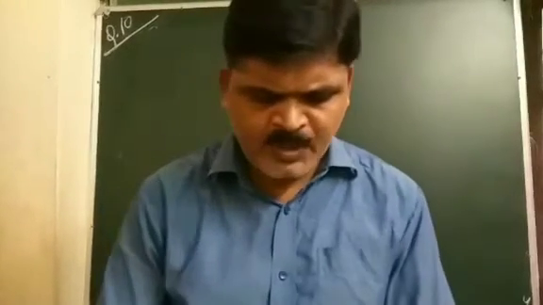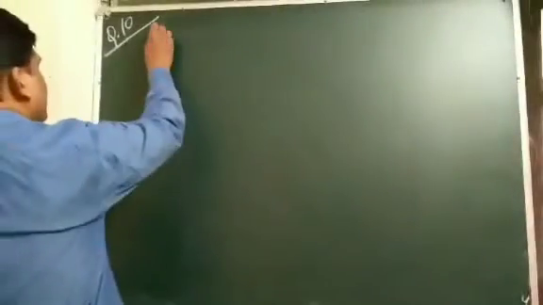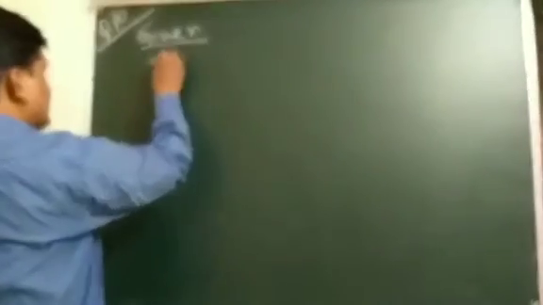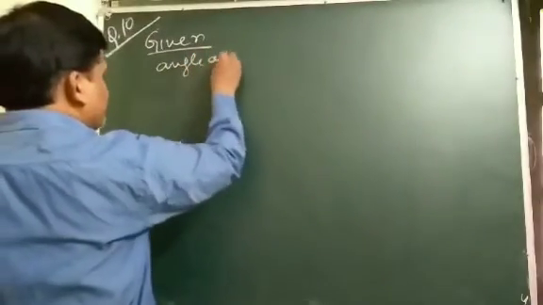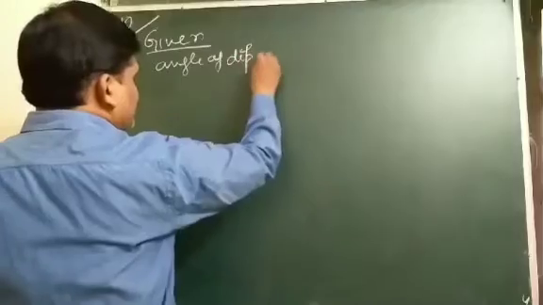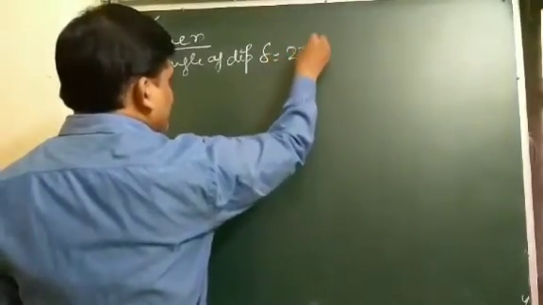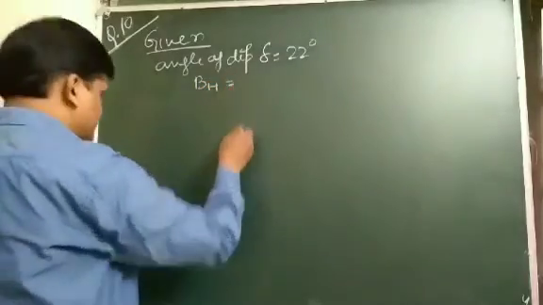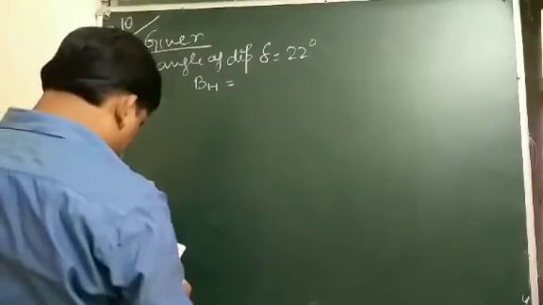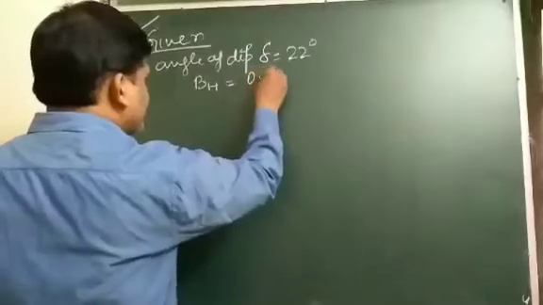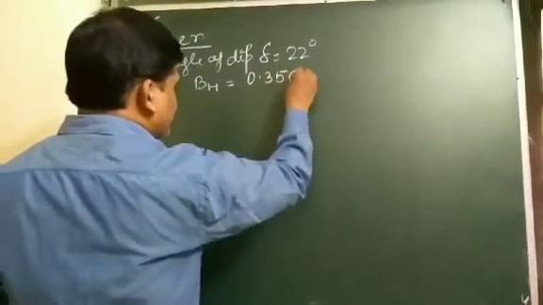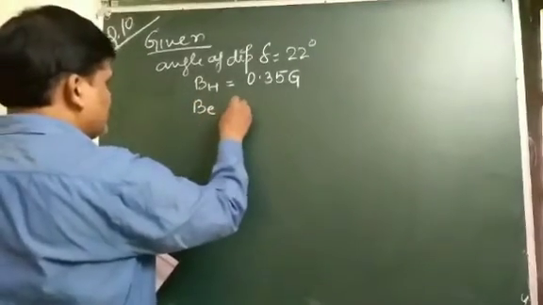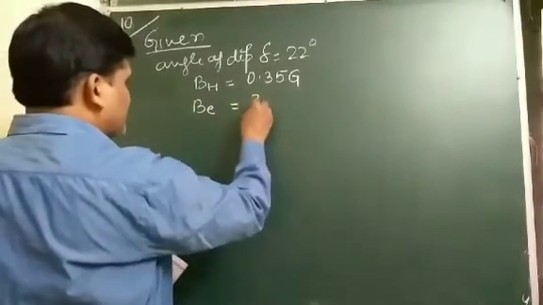And student, given: the angle of dip delta is 22 degree, and the horizontal component of the earth's magnetic field is also given, which is 0.35 G, meaning Gauss, and we have to find the total magnetic field of the earth.